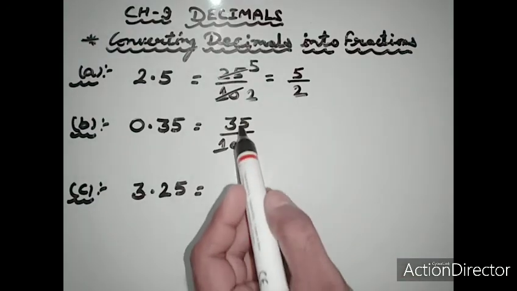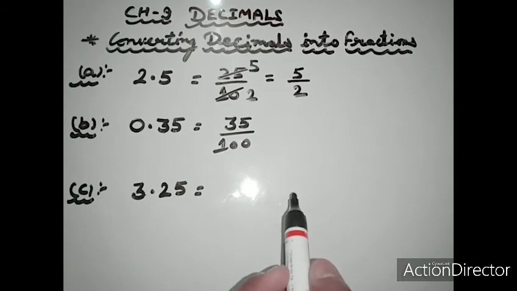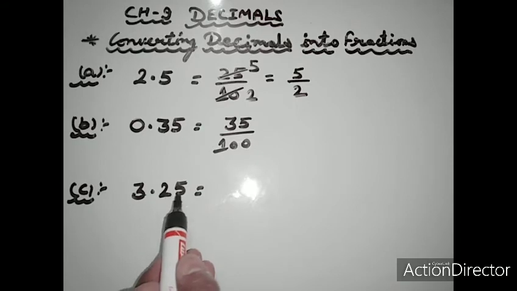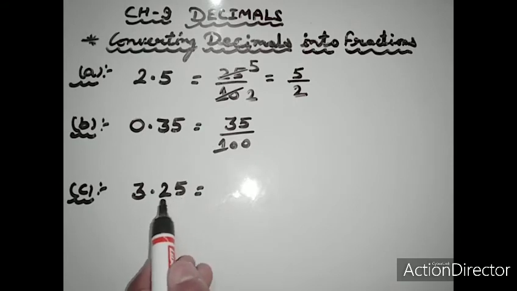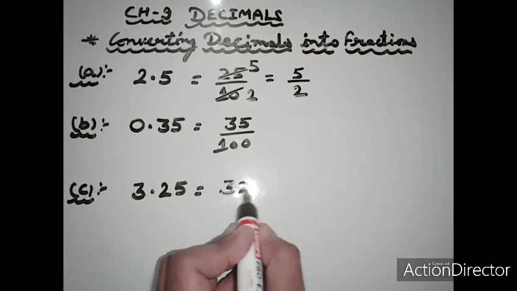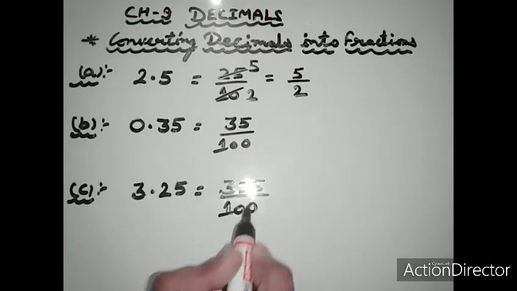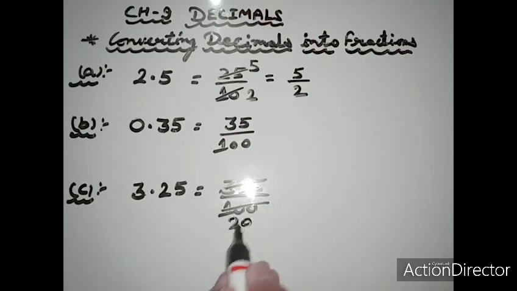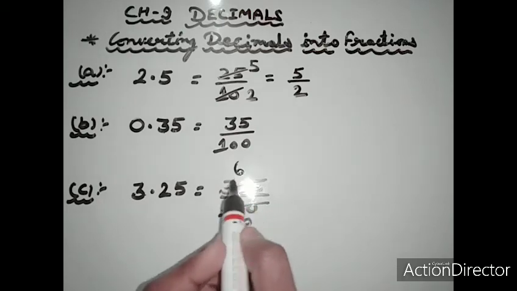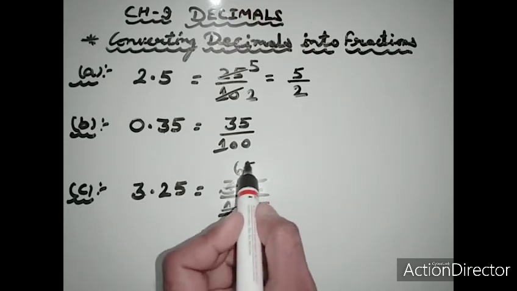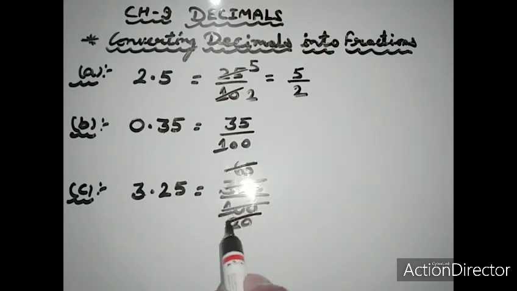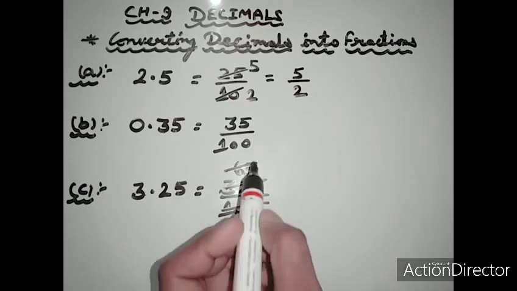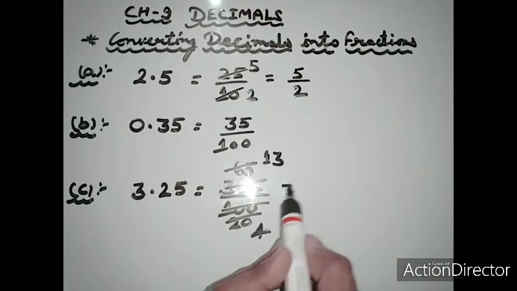Now these two numbers, the numerator and denominator, are not divisible by the other number, so here we write 35 upon 100 as it is. Now the maximum places here in decimal are tens and hundreds, so here we write 325 upon 100. First we divide by 5: 5 2s are 10, 5 6s are 30 and 5 5s are 25. Now again divide by 5: 5 4s are 20, 5 1s are 5 and 5 3s are 15. Here we get 13 upon 4.